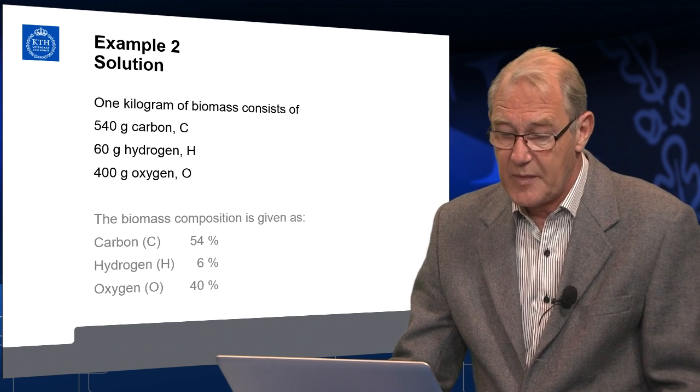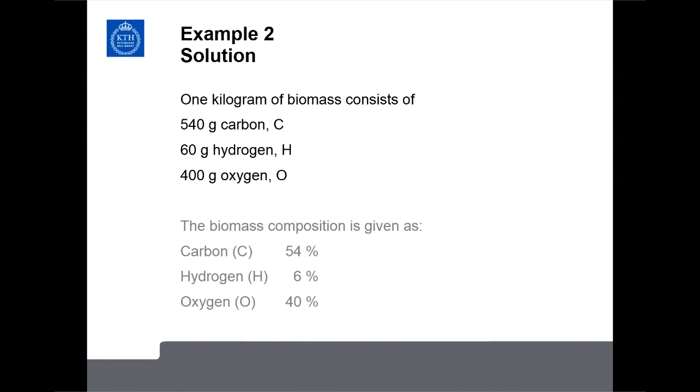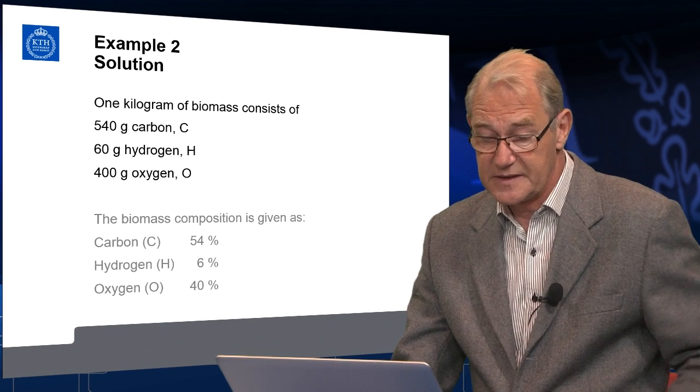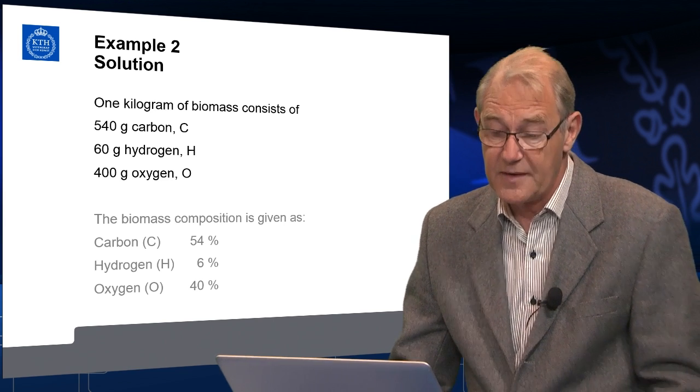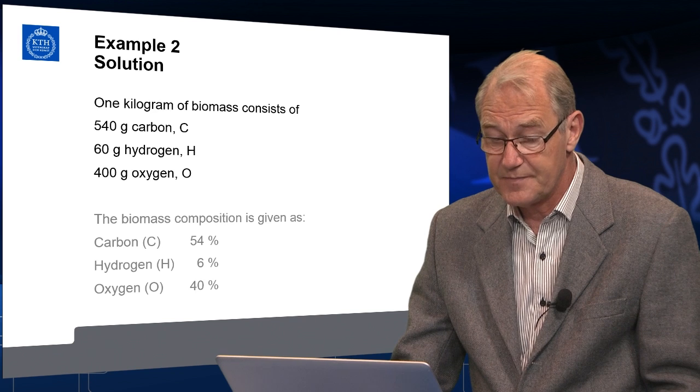1 kilogram of biomass consists of 540 gram carbon, 60 gram hydrogen, and 400 gram oxygen. The biomass composition is given as we said previously, and that's how we get these grams. We convert it to grams.